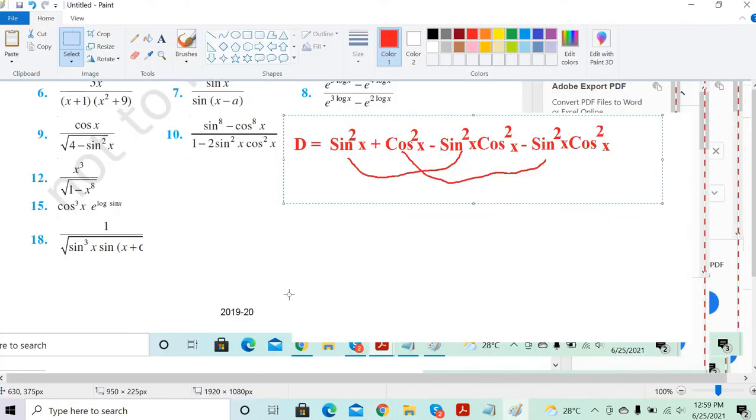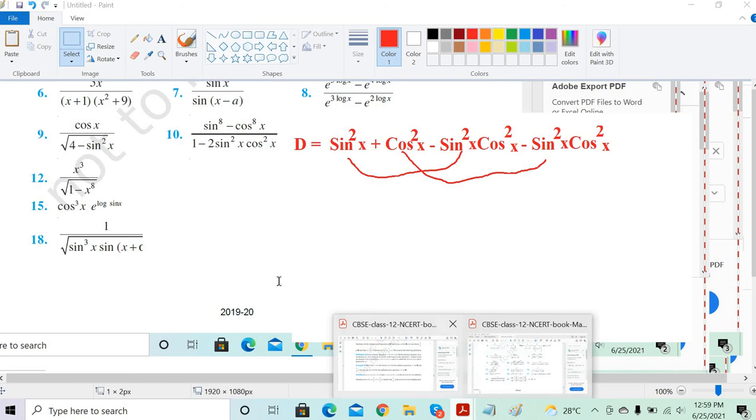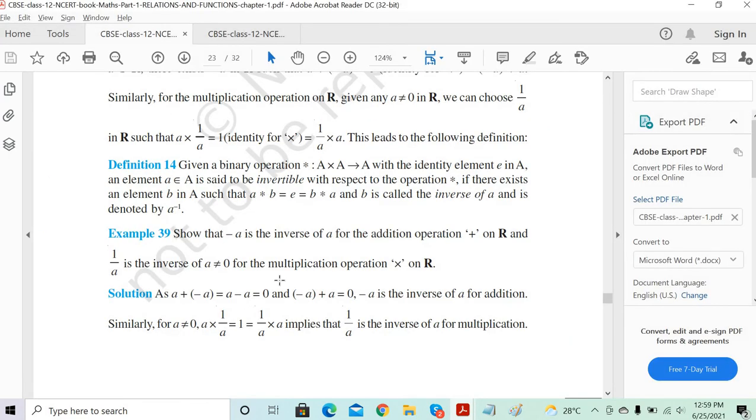Okay, so let's figure it out. Now we are coming to the definition of invertible elements, basically when do you call it invertible? You have a binary operation star on A, with identity element E in A. An element a belonging to A is said to be invertible with respect to the operation star if there exists an element b in A such that a star b is equal to E and b star a is equal to E. Then b is called the inverse of a and is denoted by a inverse.